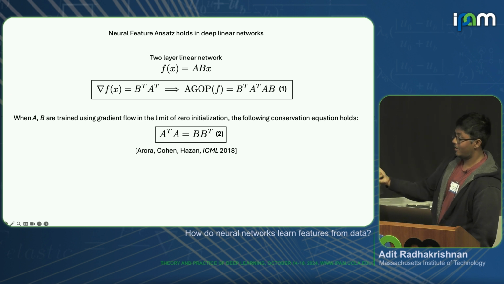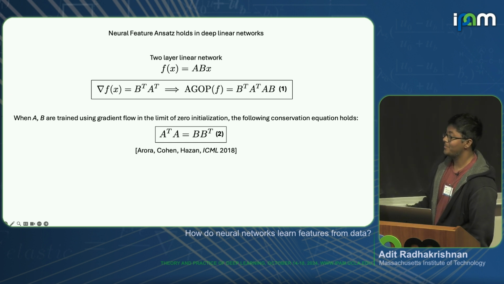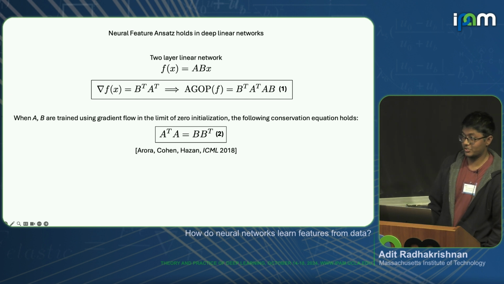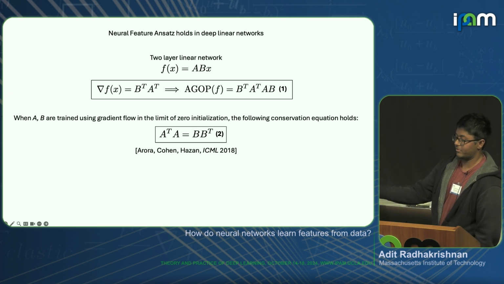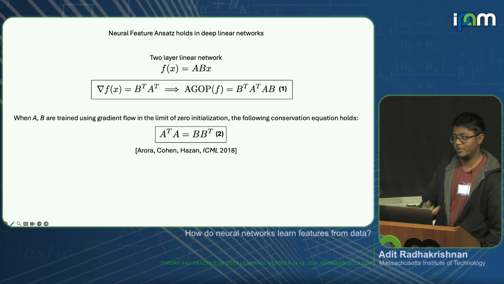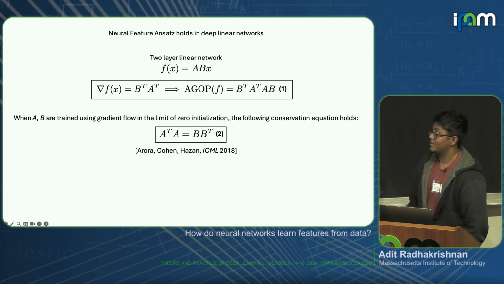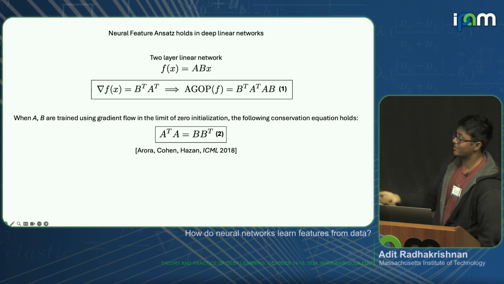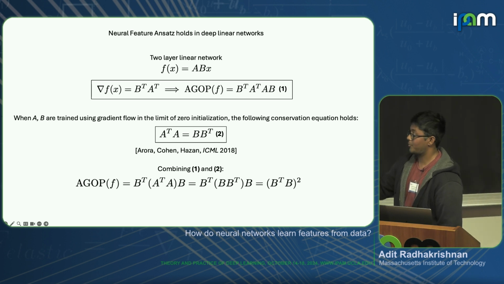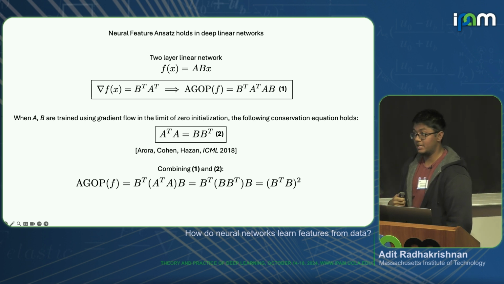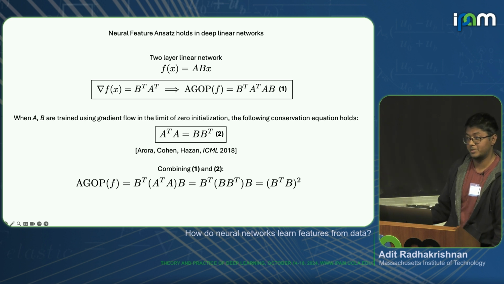On the other hand, in these papers that studied this phenomenon, there's an interesting conservation equation that holds when training these models using gradient flow, and this is known as balancedness. The idea is that if you use gradient flow, which is continuous-time gradient descent, and you take the limit as initialization goes to 0, you have A transpose A equals B B transpose throughout the training process. Now it's pretty straightforward to put 1 and 2 together. I take the AGOP and I have the term A transpose A in the middle there. I substitute equation 2, and you immediately see that the AGOP of f is just (B transpose B) squared.